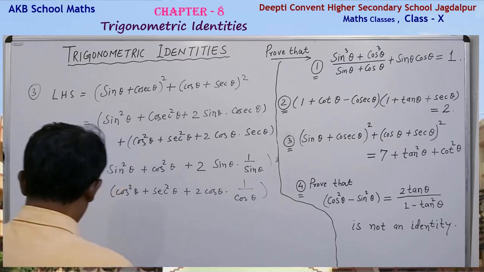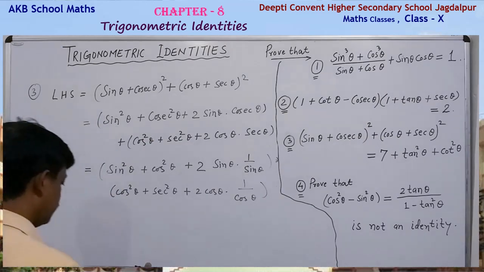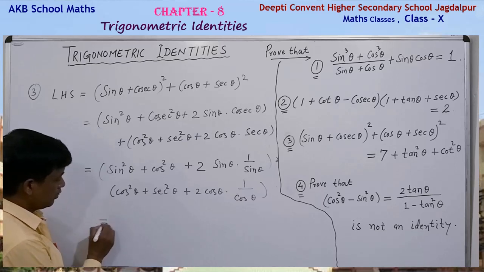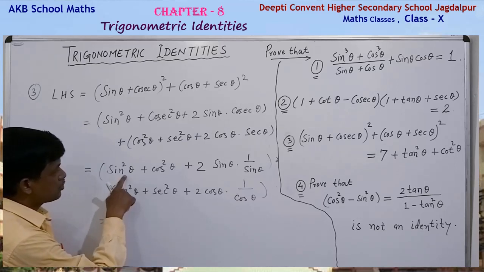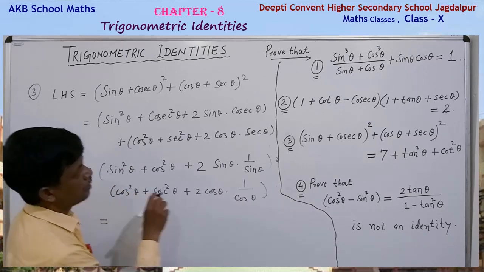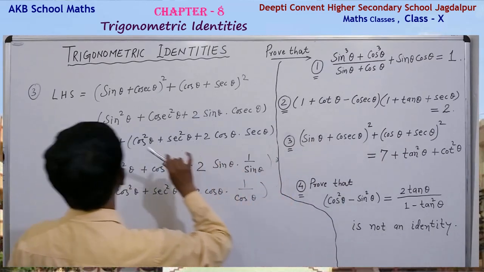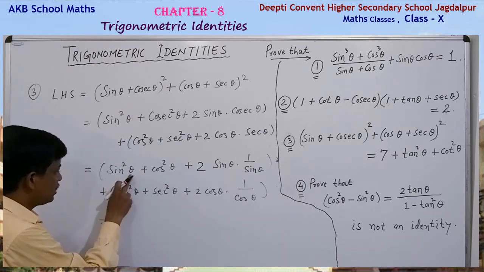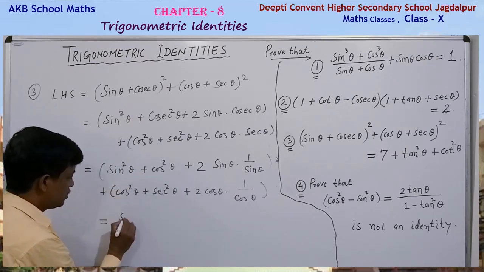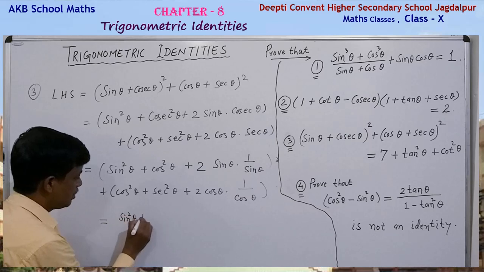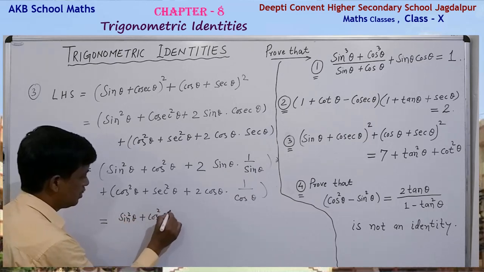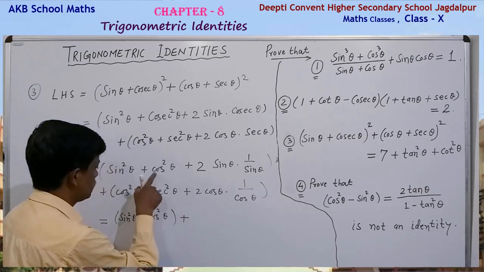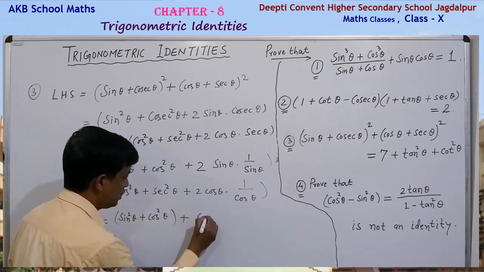Clear? Now here we get sin square theta, here is a plus sign, and here also is a plus sign. Now sin square theta plus cos square theta, combine these two, plus cos square theta.